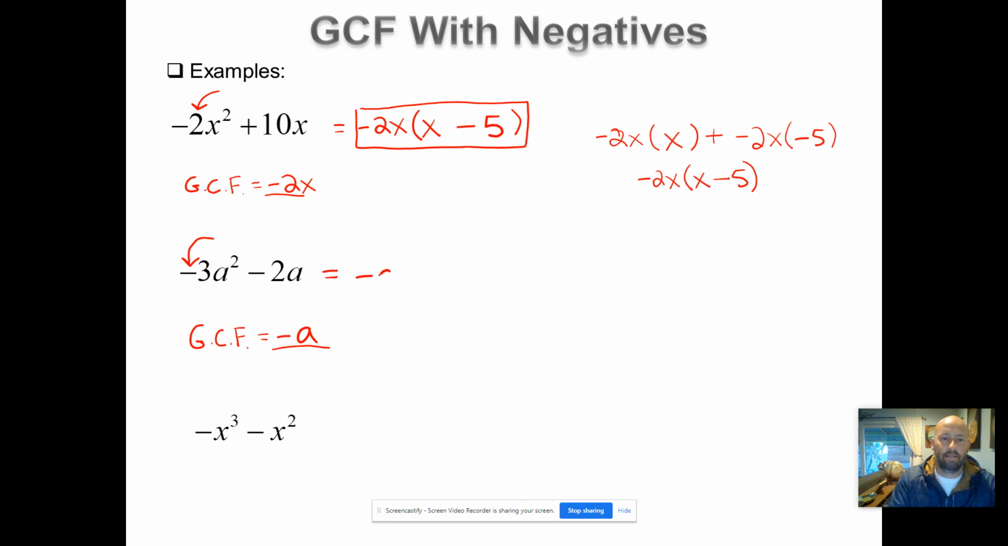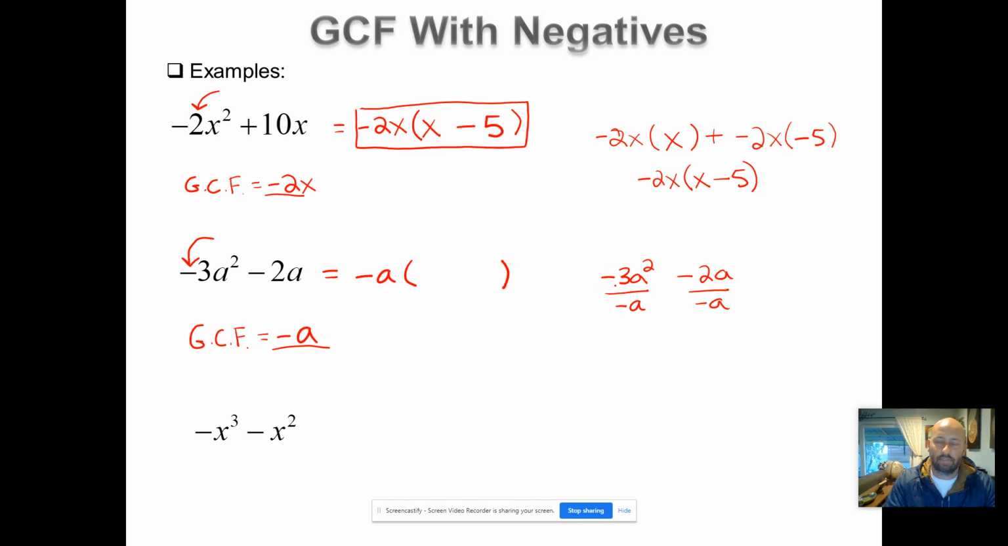So I have a negative a, and then I've got my parentheses. So I need to fill that out. I need to fill out these two terms in here that if I distribute back in, I would end up with this original binomial. Okay, so if you can't do it in your head, some of you can, but if you can't, the method is to divide each term by the GCF, which is negative a. Okay, and that will give you the two terms in here.